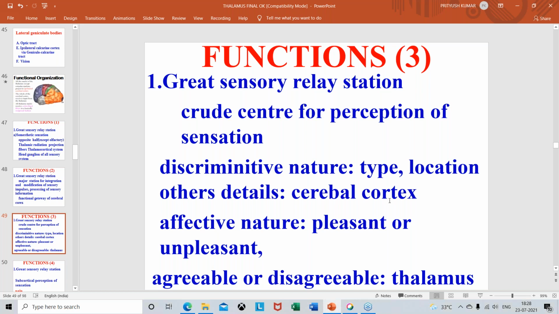So how is it different from the thalamus? The thalamus just gives the affective nature. It will simply tell whether this sensation is pleasant or unpleasant, whether it is agreeable or disagreeable. So there is a difference. The cerebral cortex is a wide area, and is important for the discrimination of the various kinds of sensation, while the thalamus is important for the affective nature, meaning whether it is pleasant or unpleasant, agreeable or disagreeable.